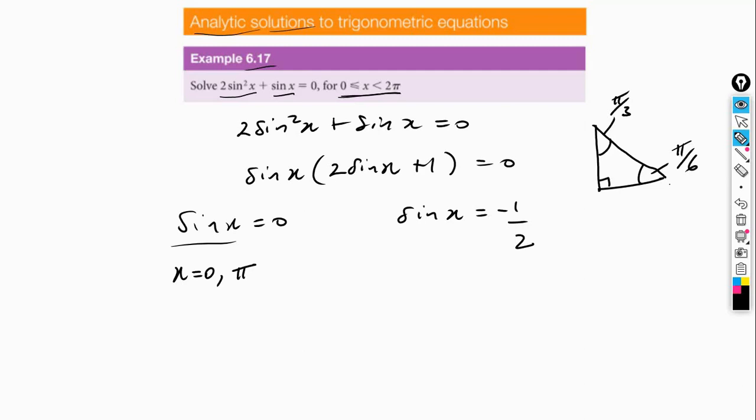So in the 30-60, remember that 1 is opposite the smallest angle, 2 is the hypotenuse, and square root of 3 is opposite 60 degrees. So it means that sine of pi over 6 is equal to 1/2. So this is our reference angle. But notice that we have to look for the solutions that are negative 1/2. So let's take a look at the unit circle.